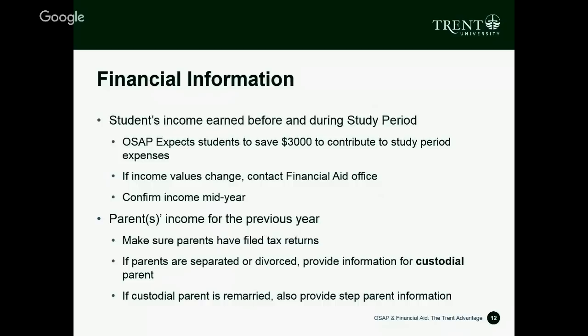If parents are separated or divorced, this is a big question that comes up. If parents are separated or divorced, you're providing the information for the custodial parent only. So that's the parent that the student is living with majority of the time. If a student lives with parents 50-50, then you can choose which custodial parent you're going to put the information down for. But you're only putting custodial parents' information. You're not putting the other parents.